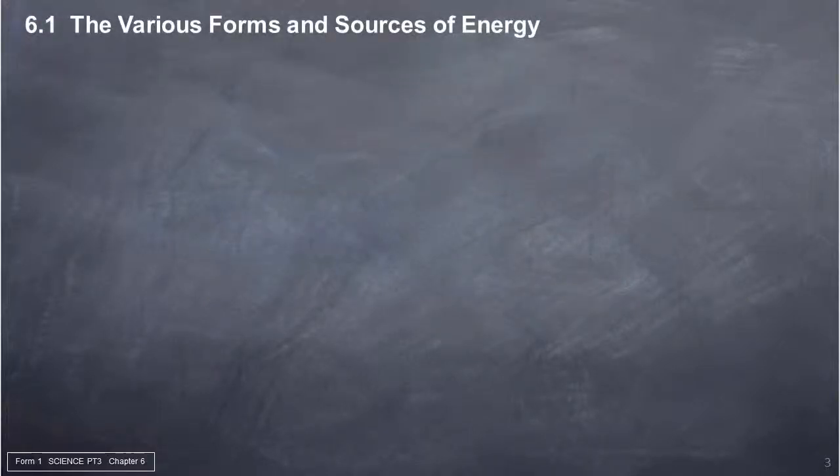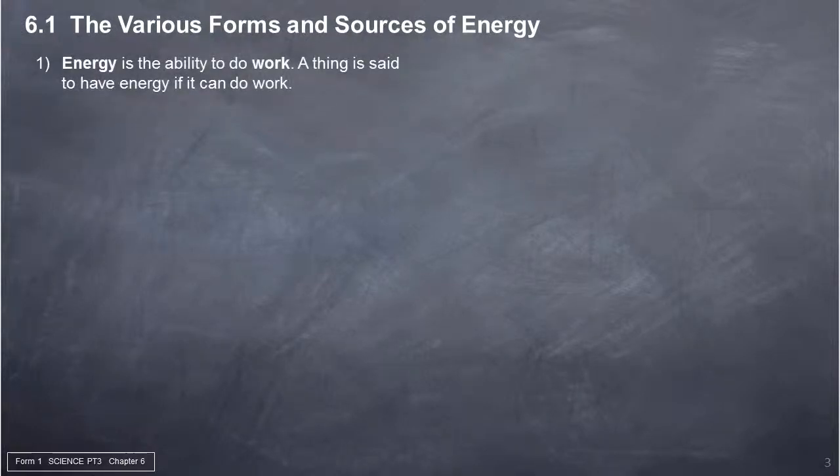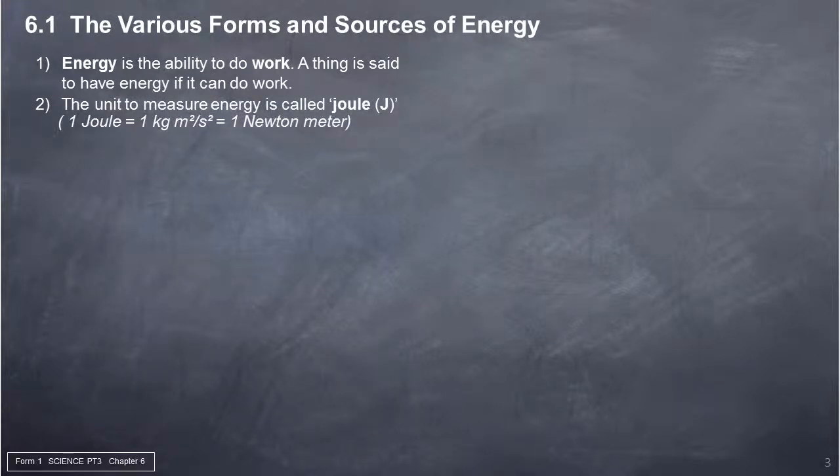6.1. The various forms and sources of energy. 1. Energy is the ability to do work. A thing is said to have energy if it can do work. 2. The unit to measure energy is called joule, J. 1 joule equals 1 kilogram meter square per second square, which equals 1 Newton meter.